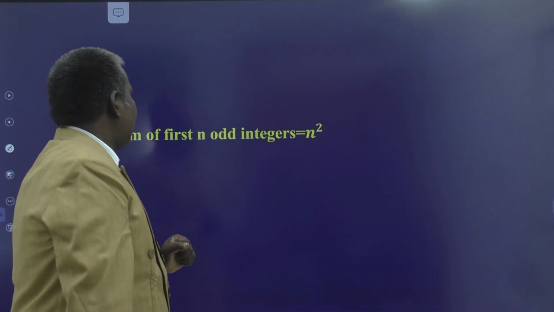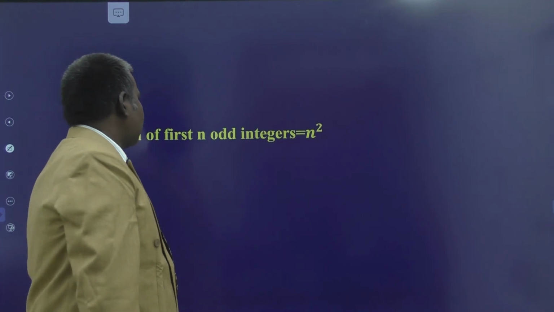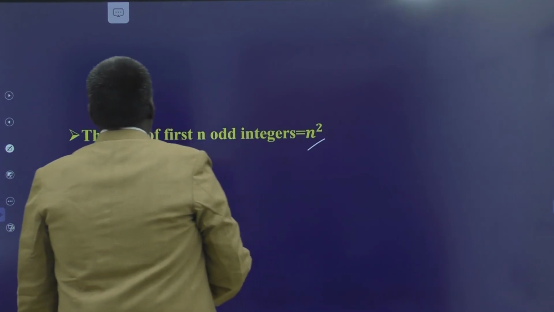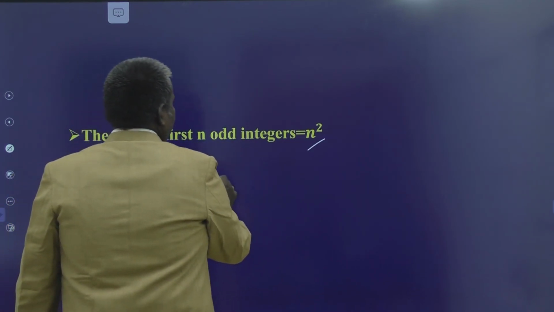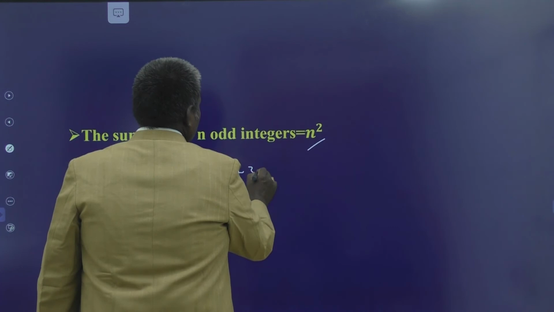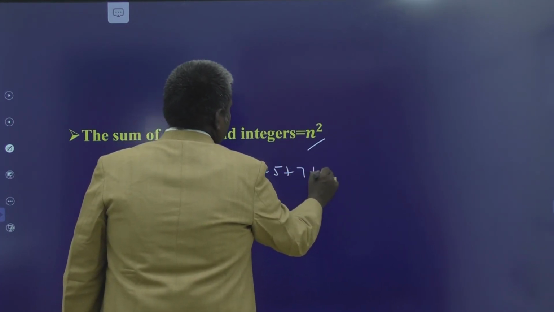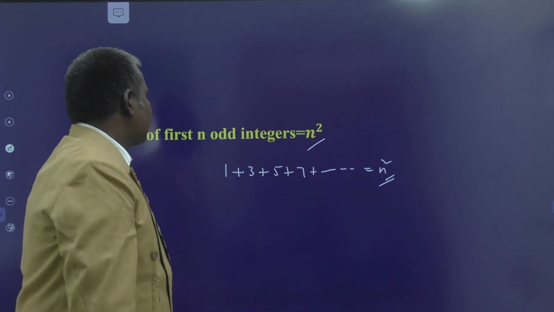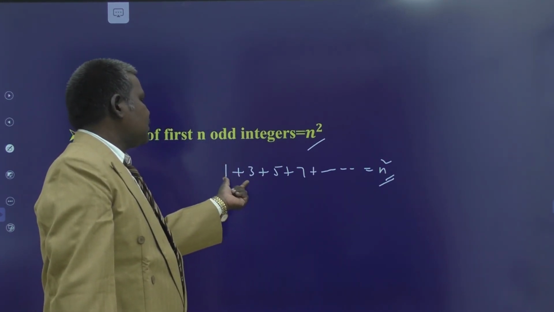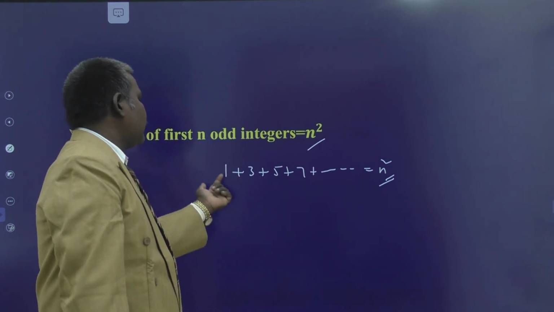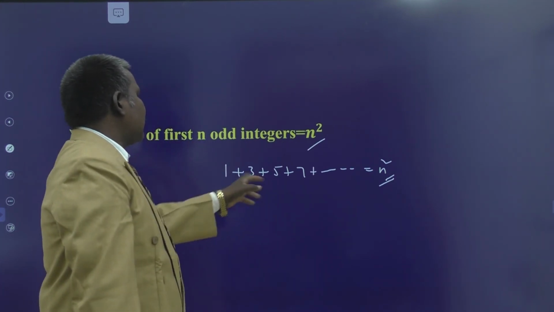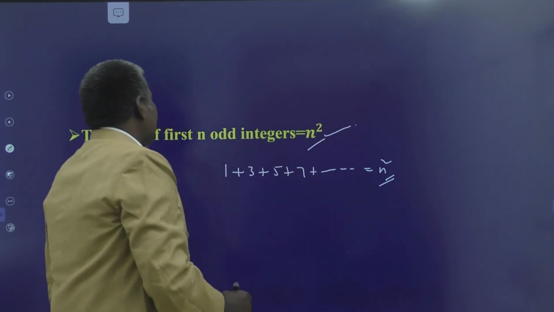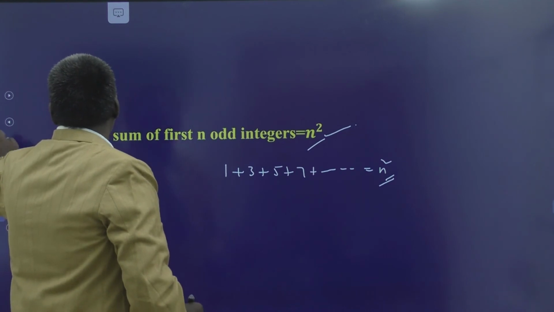Now, the sum of first n odd integers is n square. These are some corollaries. How does it happen? Sum of first n odd integers, 1 plus 3 plus 5 plus 7 and so on, is n square. What is 1 plus 3 here? 1 plus 3 is nothing but 4, that is 2 square. 1 plus 3 plus 5 is nothing but 9, that is 3 square. It is a result known to all of you. Therefore, the sum of first n odd integers is n square.